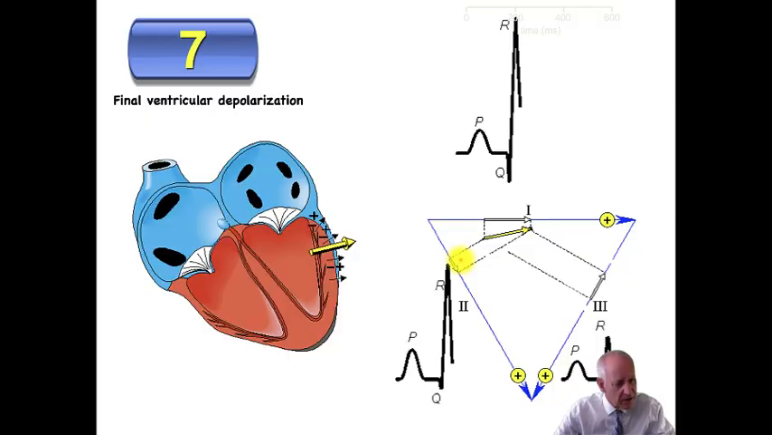And how would this vector look in the other leads? Well, in lead 2, it is pointed toward the positive pole, but it is smaller. So we're recording still a small potential above the isoelectric. And in lead 3, it is pointed away from the positive pole. So we record a strongly negative potential, which is a part of the S wave.